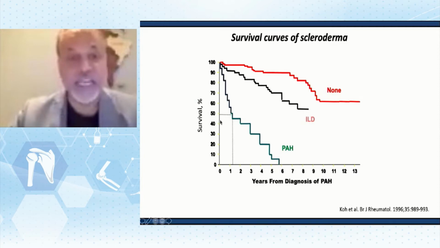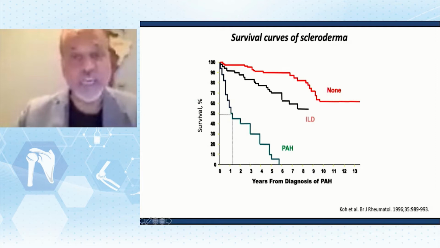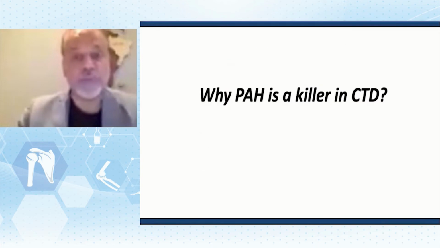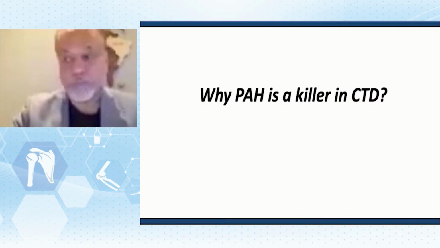As you can see, the median survival is less than 2 years in those patients if they are not treated well. So this is why all guidelines recommend a structured screening program in patients with scleroderma to rule out the diagnosis of pulmonary arterial hypertension.